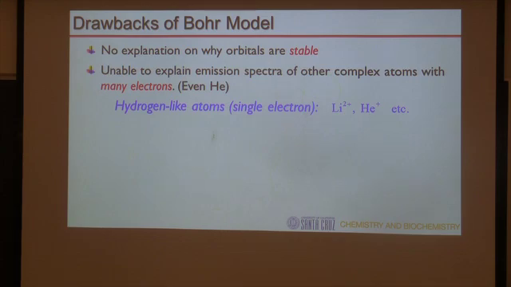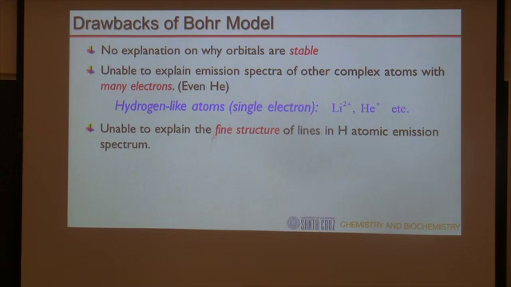They are hydrogen-like atoms, and they can be somewhat explained by the Bohr model. But for more complicated atoms, even though for hydrogen-like atoms the Bohr model works, it is the second drawback. It represents that the whole theory is not complete, is not perfect. And the third one, even worse, is that it is unable to explain the fine structure of the hydrogen atom emission spectrum.